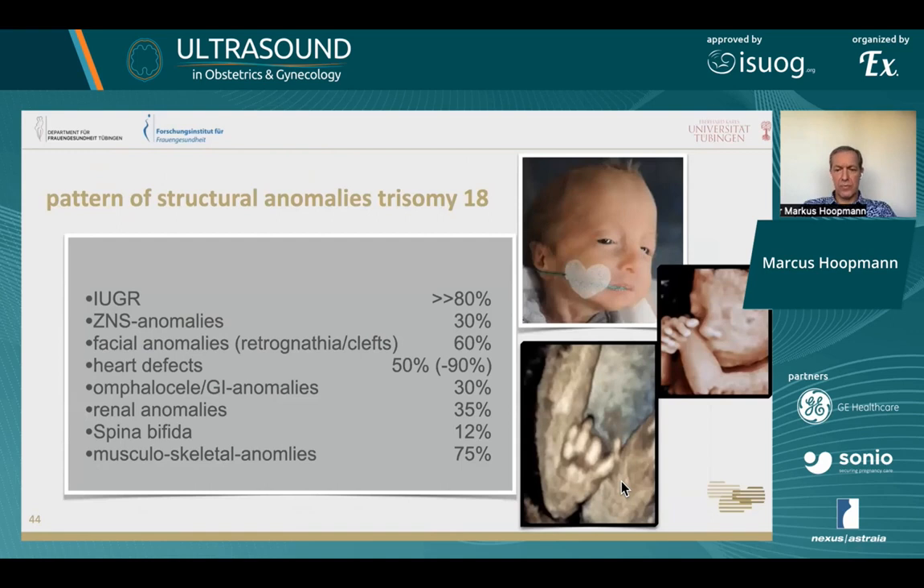So IUGR is very, very frequent. Central nervous system anomalies like the agenesis of the corpus callosum are very frequent. Facial anomalies, especially retrognathia, or clefts are very common. Heart defects, almost all of them have them. Omphaloceles, renal anomalies, even spina bifida in 12%. And the most common sign is the skeletal findings in the extremities. I showed you the clenched fingers, the malformation of the foot. And this is another aspect, the aplasia of the radius, also very frequent in trisomy 18.